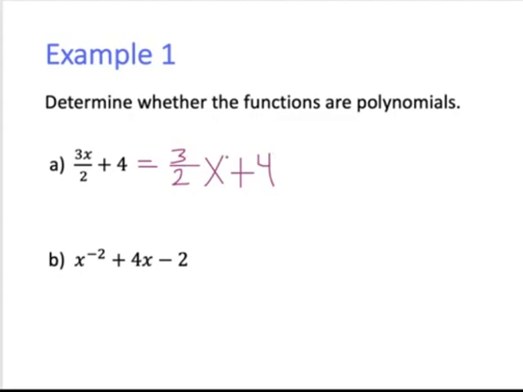And our powers of x are just whole numbers. Here we have a power of 1. If I have a 4 here, that means we have an x to a power of 0. Those are whole numbers. So this is a polynomial.